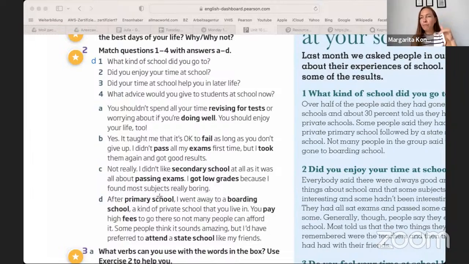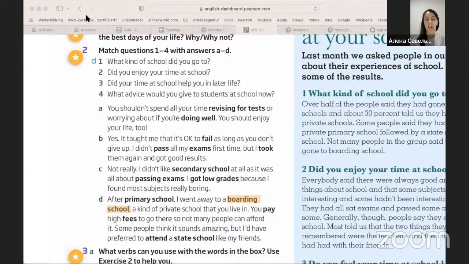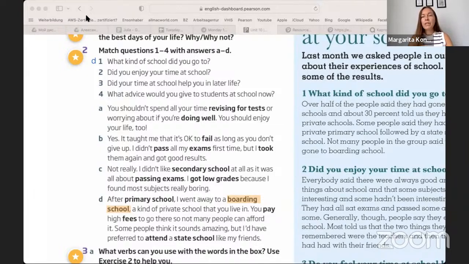Okay, very good words. Primary school we have already talked about today. You know what it is. What about boarding school? Have a look. They give an explanation of what it is: a kind of private school that you live in. How do you say that in Russian? Частная школа на районе? No, the children live right there. So usually, интернат? Maybe, yeah, школа-интернат. That's right. And it is called a boarding school.